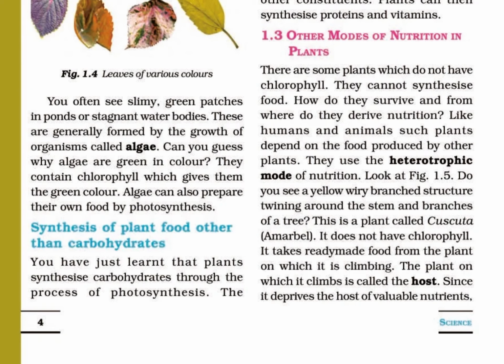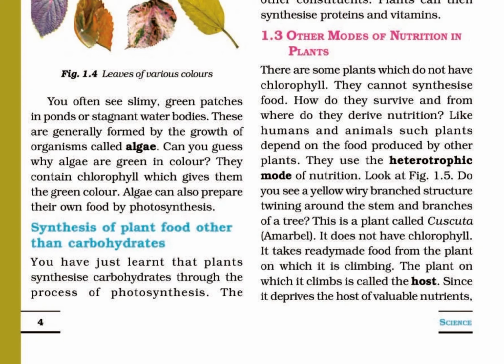Like humans and animals, such plants depend on the food produced by other plants. They use the heterotrophic mode of nutrition. You see a yellow wiry branch structure winding around the stem and branches of a tree.